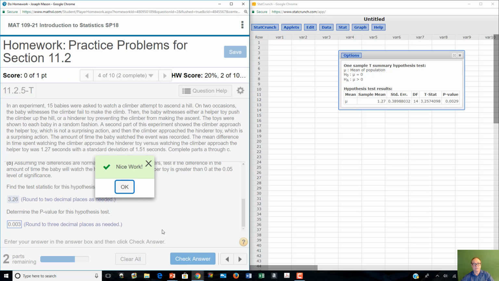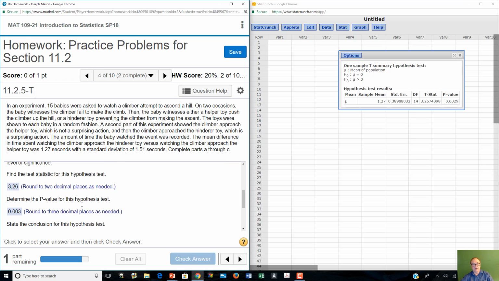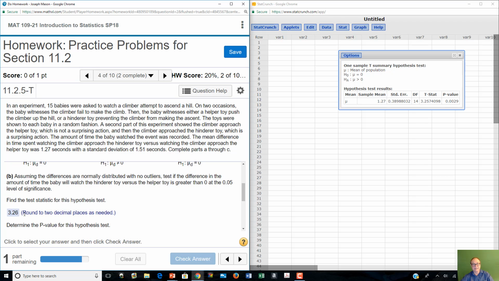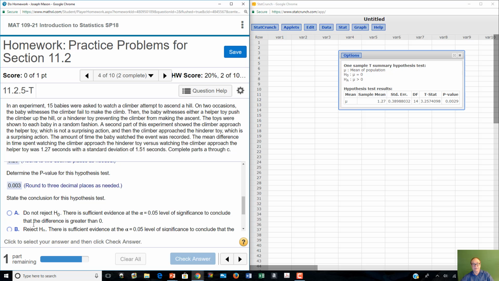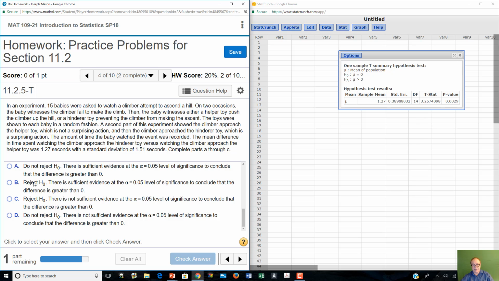Okay. Now, do we reject or fail to reject? Well, the p-value is less than the 5% level of significance, right? 0.003 is less than 0.05. So since it's less, we're going to reject. So it's got to be one of these two. And if we reject, it means there is sufficient evidence. This says there is not sufficient evidence. This says there is sufficient evidence. So we want this one.